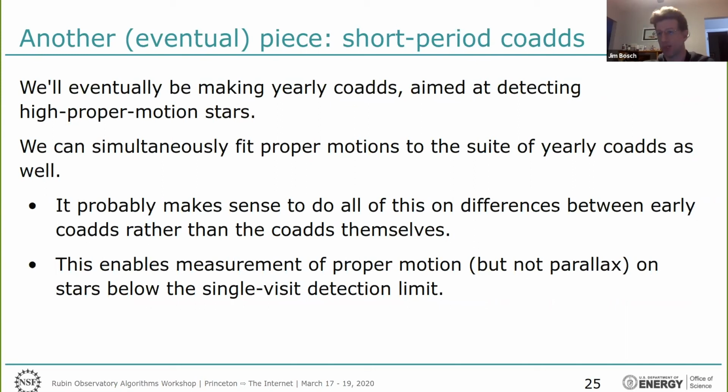I actually think it probably makes even more sense to do this on differences between the coadds rather than the coadds themselves. That gets rid of a lot of blending from static sky objects. But it only enables you to do proper motion on those objects, not parallax. Now you still can get parallax for the other objects that you detected on single epoch images, but this lets you get proper motions at least on stars that are below the single visit detection limit or were too horribly blended to match ambiguously across different epochs.